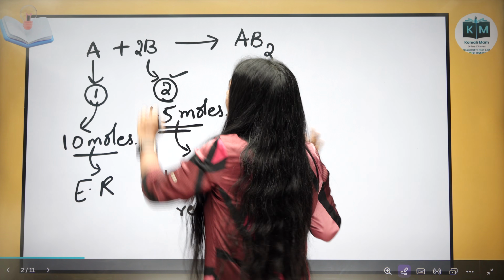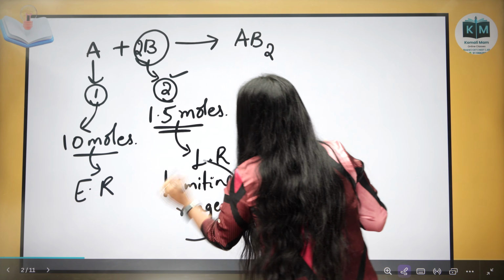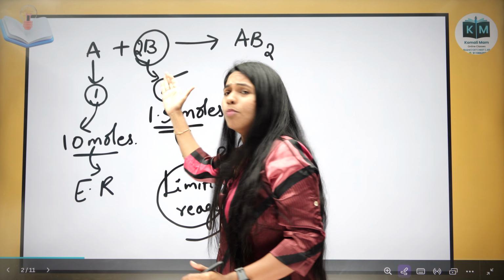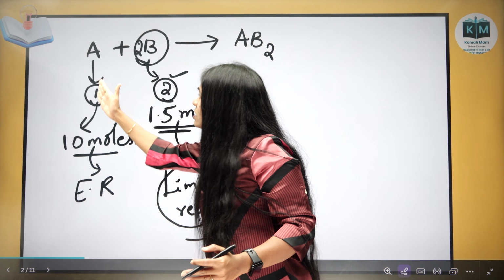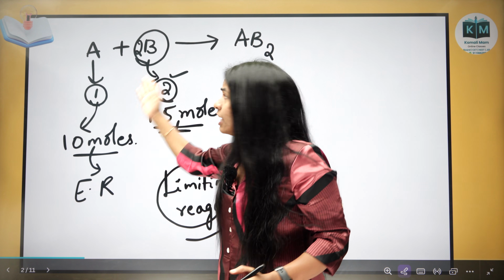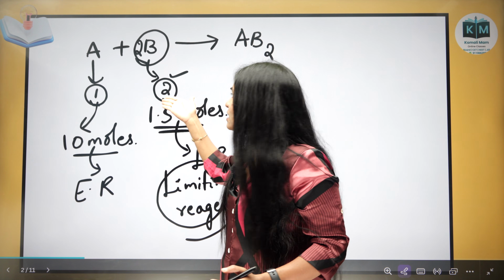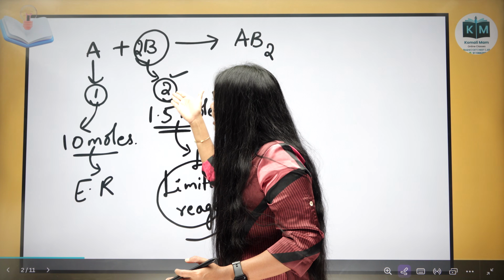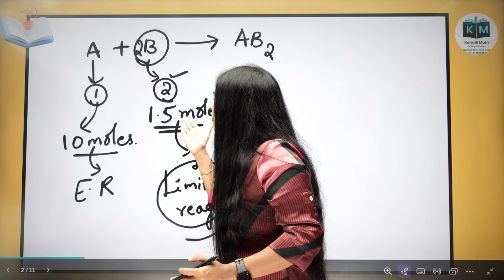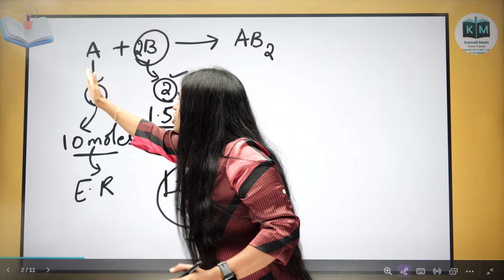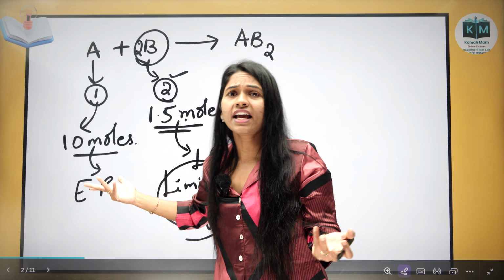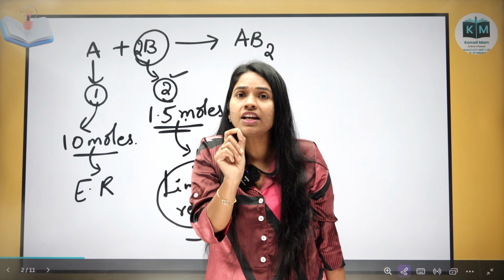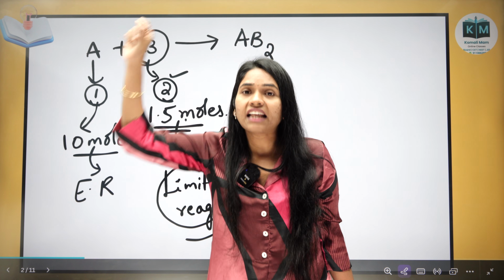The entire question depends upon the limiting reagent only. See, B needs 2 moles for 1 mole of A. If you take 1000, it should be 2000. Even if you take 1.5 moles of B instead of 2, however much excess A you take, there is no reaction because B is not there. Remember that: the limiting reagent only decides the entire numerical.